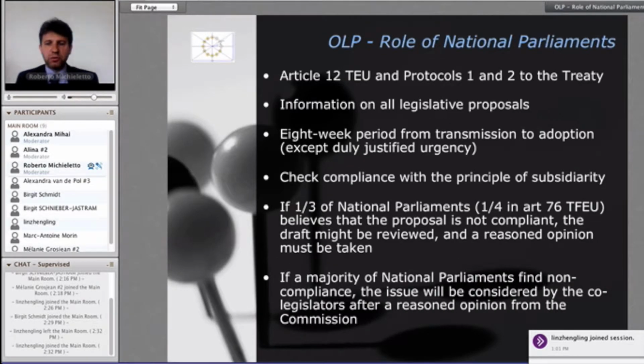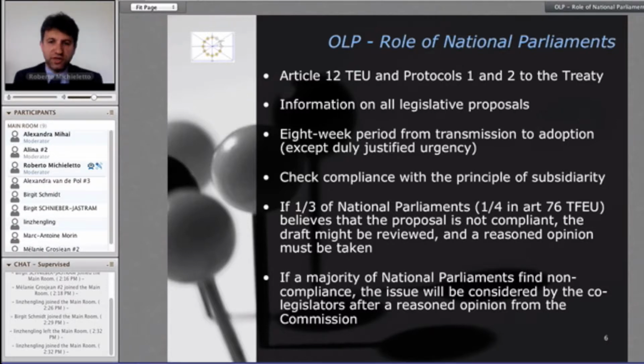Well, now we go to the role of national parliaments inside the ordinary legislative procedure. So we are not talking about the right of initiative, we are just talking about what parliaments can do inside the OLP. This is in Article 12 of the European Union Treaty and Protocols 1 and 2.